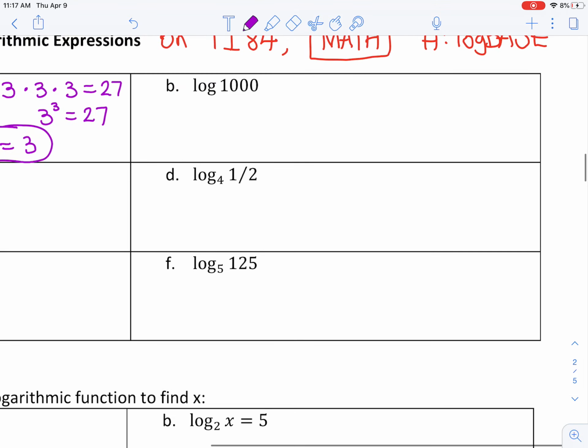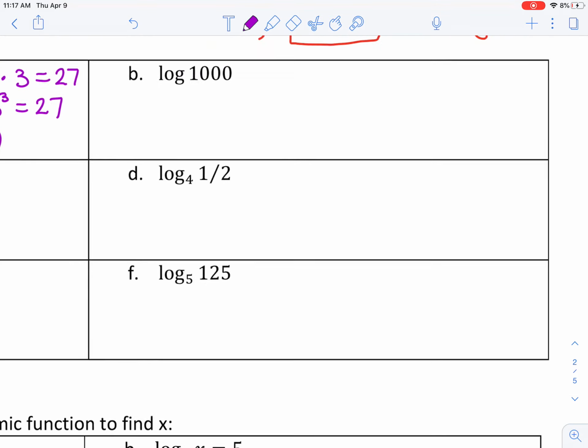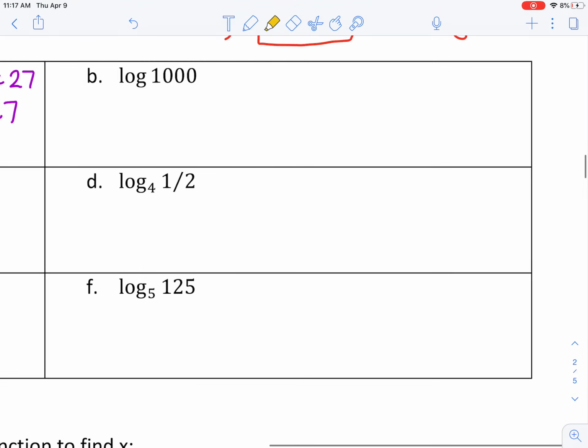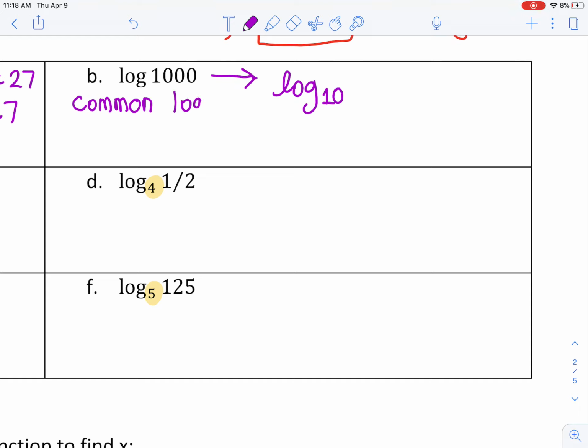Now, you see, this one's a little different. Take a look real quick. I'll just ask you to look at B, D, and F. D's base is 4, right? F's base is 5. Look at this one. There is no base written. What that means is this is called a common log, guys, okay? When the base is not written, that means the hidden base is 10. So this is called a common log.